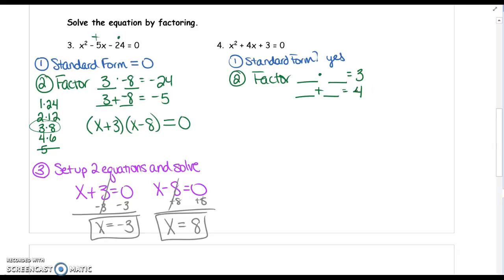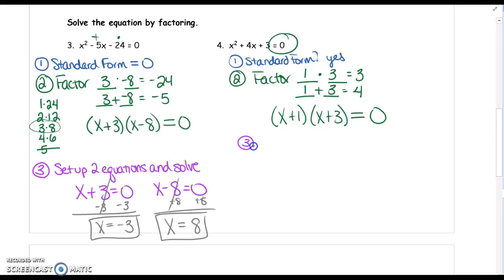Now this one's kind of nice. There's only one way to multiply to get 3. 1 times 3. Is 1 plus 3 4? Why, yes it is. So our factored form is x plus 1, x plus 3. But the new part is after the factored form we write equal 0.